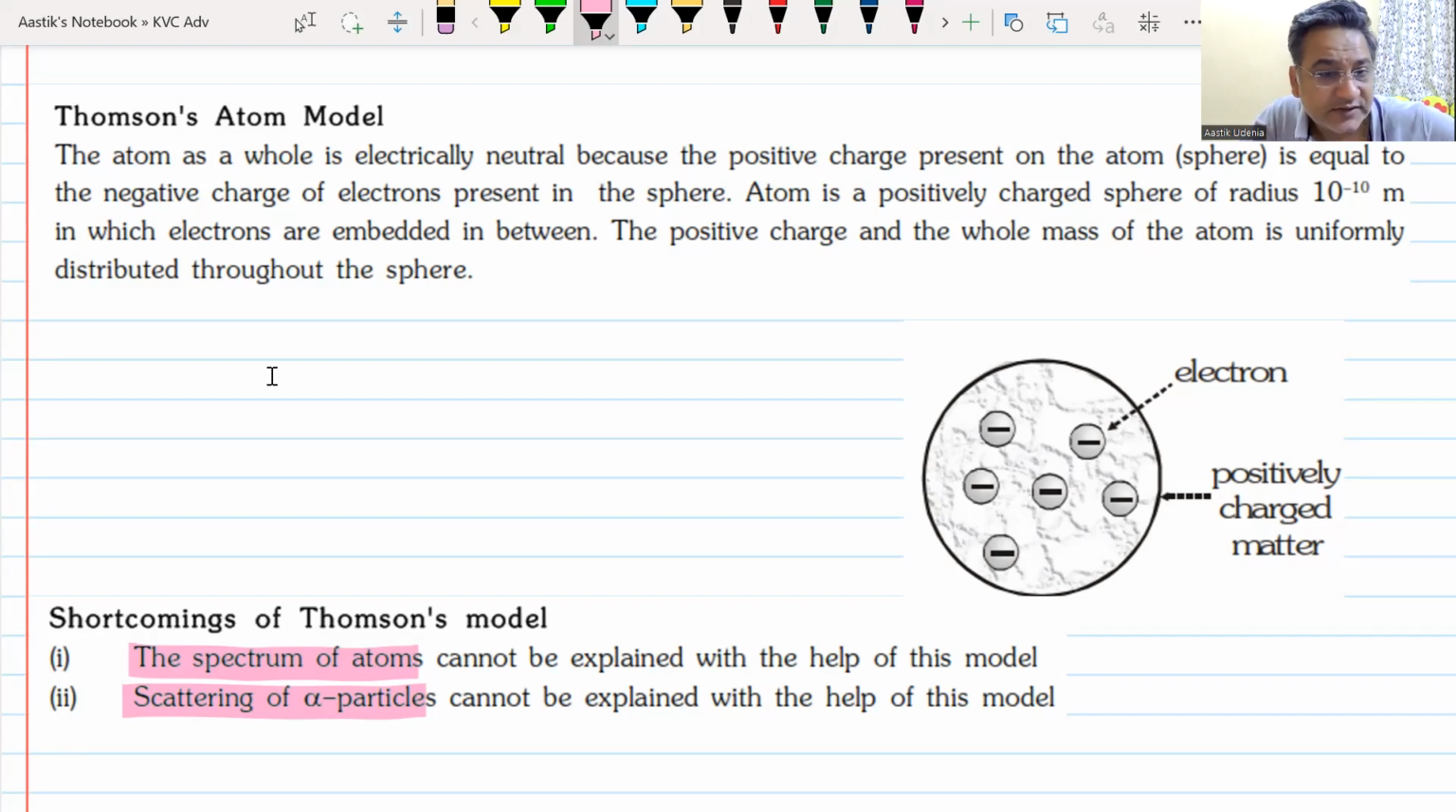You have heard about this, yes or no? Yes, sir. That was Thomson's model. Then after that came what? The Rutherford gold foil experiment, the Rutherford alpha scattering experiment, as it is known.